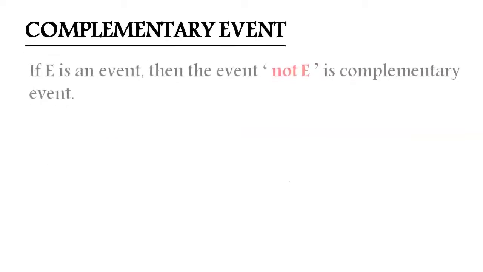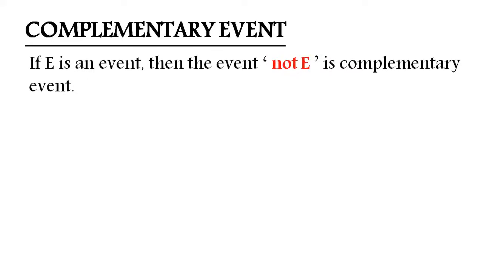Let us see the complementary event. If E is an event, then the event not E is the complementary event, which is denoted by E bar. Let us understand through the example.